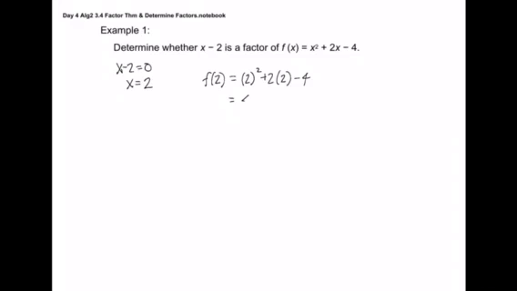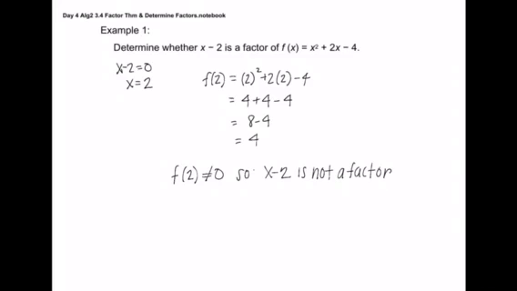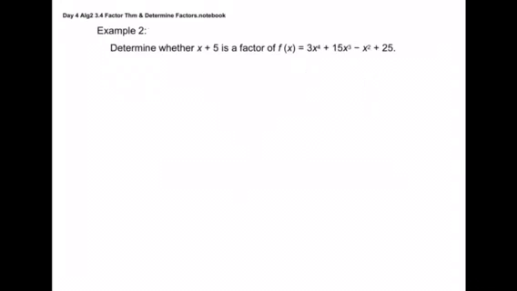2 squared is 4. 2 times 2 is 4 minus 4. 8 minus 4 is equal to 4. So f of 2 does not equal 0. So x minus 2 is not a factor. The only way it can be a factor is if you get a remainder of 0.